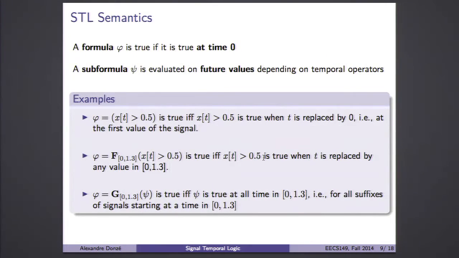Okay, so you evaluate the formula, like for LTL, you evaluate for the first event. For an STL formula, you evaluate it at time 0, and you evaluate the subformulas on future values depending on temporal operators. So, for example, the atomic predicate x of t greater than 0.5 will be true if we replace t by 0 and we get something that's true. So if x of 0 is greater than 0.5, then x of t greater than 0.5 is true. Is this clear?